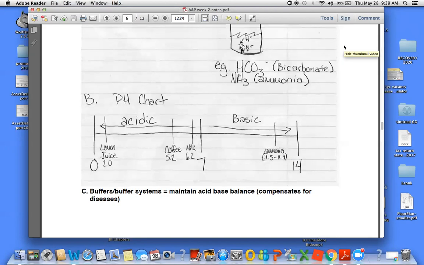As you can see, lemon juice is very acidic, 2.0. Milk is slightly acidic, 6.2. Ammonia is very basic, 11.5. You know, the further you are from the 7, the more basic or acidic you are. That's how that generally works.